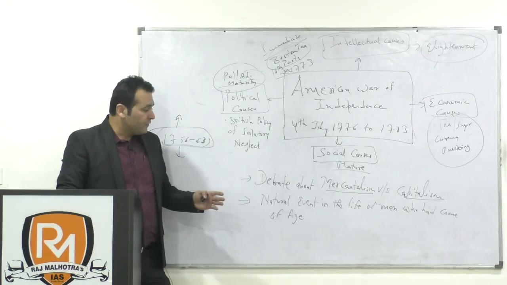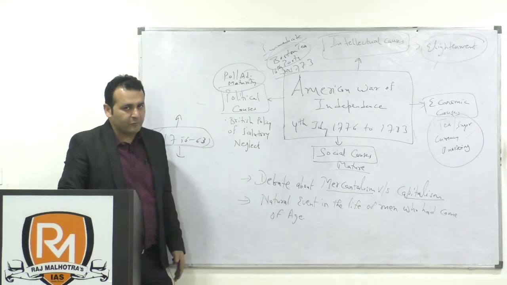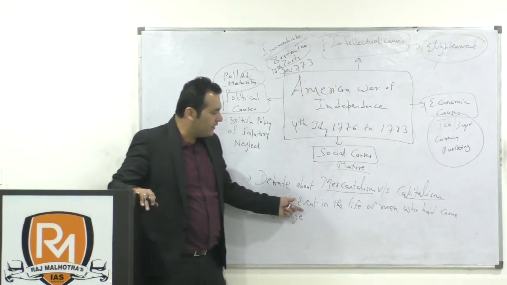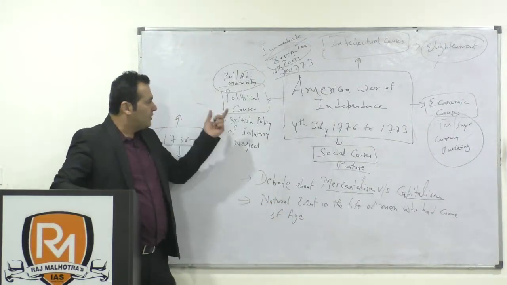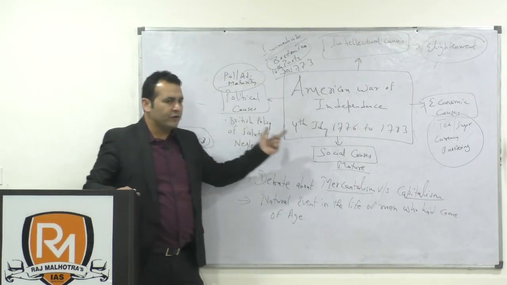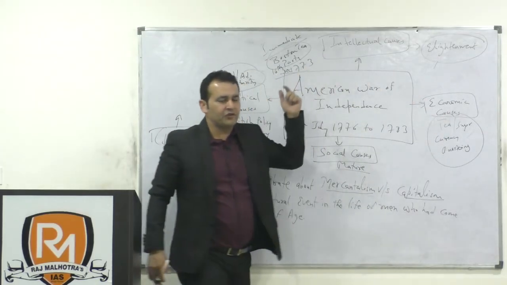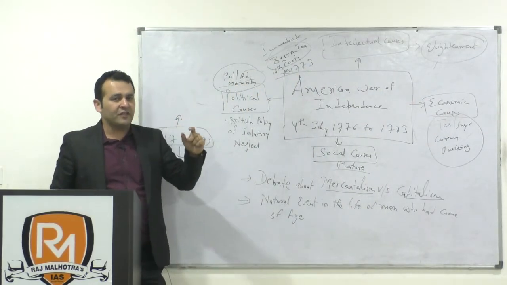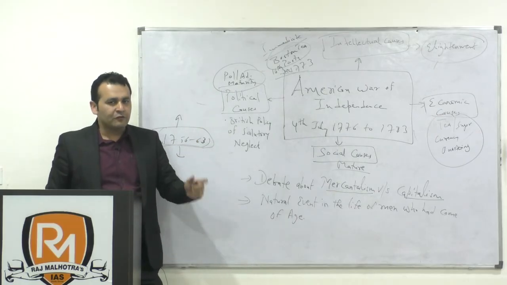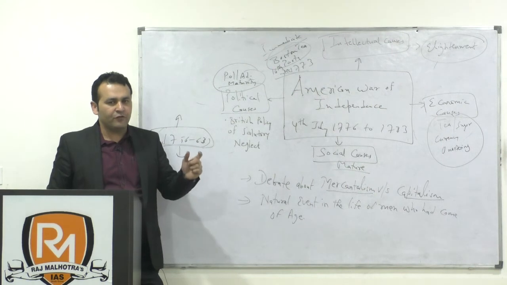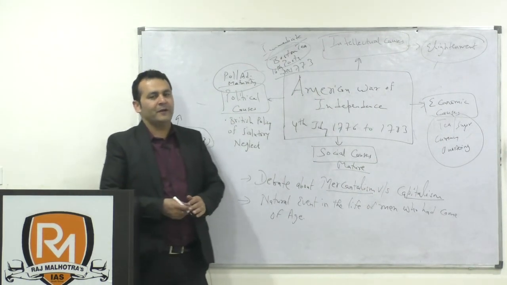Now the question is that the American Revolution, as the American War of Independence is popularly called, was a natural event in the life of men who had come of age. So see, they were politically mature, they were socially mature, they were economically mature, they were intellectually mature. So from such a set of mature people, slavery cannot be tolerated. So they had to fight for their rights, they had to fight for their emancipation, and the result was the American War of Independence.